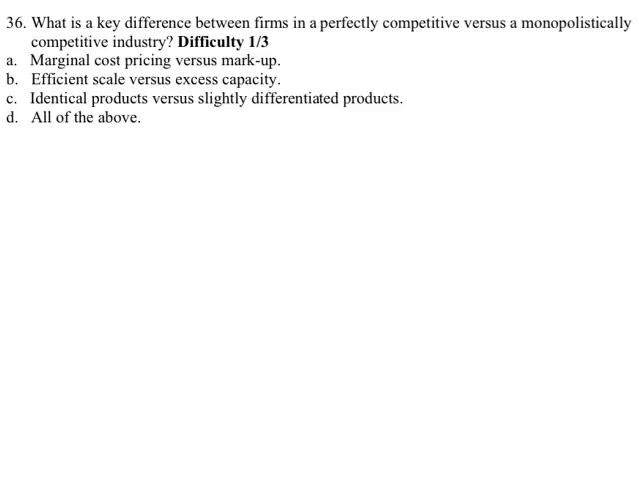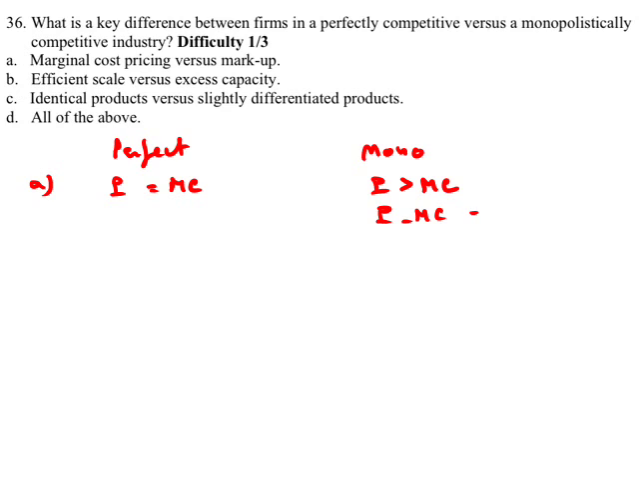The key difference between perfect competition and monopolistic competition is what? The first possibility is marginal cost pricing versus markup. If we consider perfect competition, we know that price is equal to marginal cost. So this is marginal cost pricing. Under monopolistic competition, we have price higher than marginal cost, and this difference, price minus marginal cost, is called the markup. So answer A is fine.